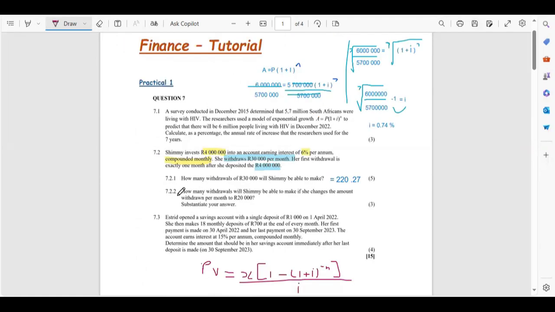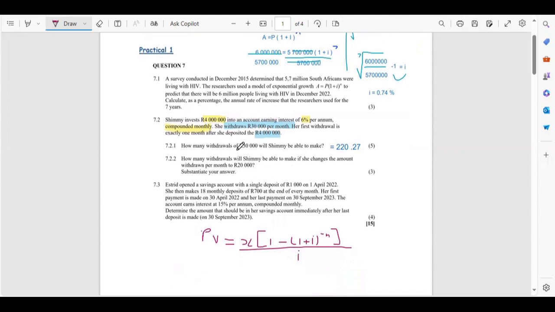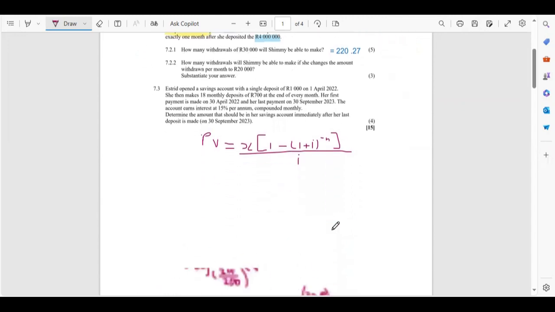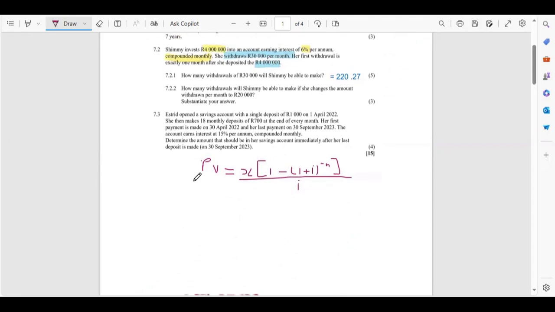Now, moving on to 7.2.2, they ask how many withdrawals will she be able to make if she changes the amount of withdrawals per month to 20,000, meaning that now she's no longer withdrawing 30,000, but 20,000. Now, let us solve for that, right? So basically, we will be solving for n again, but let's substitute what we have. So we're going to be making use of this present value formula again. Now, in this case, what will our present value be? Present value would still be 4 million, right?